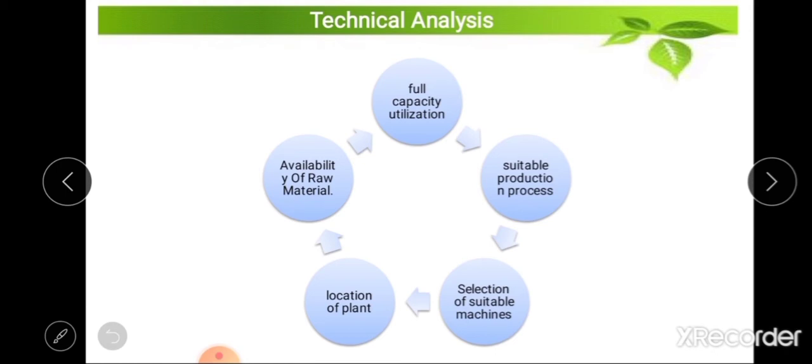So this technical analysis includes full capacity utilization of that particular plant, suitable production process, then selection of suitable machine according to different product, location of plant according to availability of raw material, market and all these things, and last one, that is availability of raw material. Okay, so this is all about technical and organizational analysis.